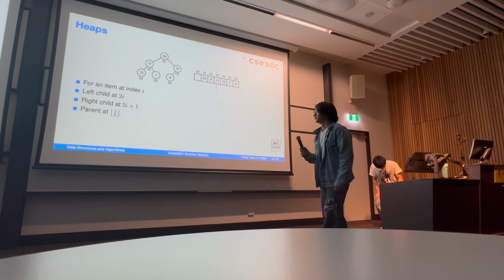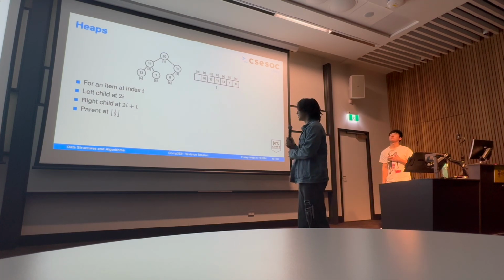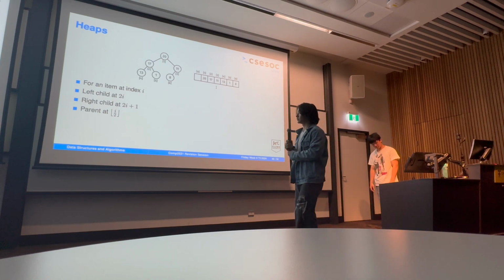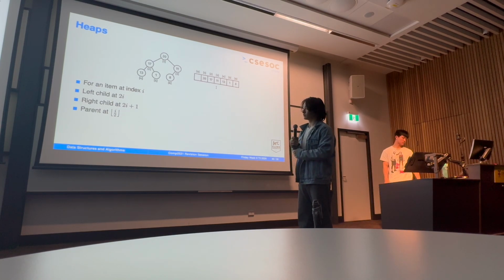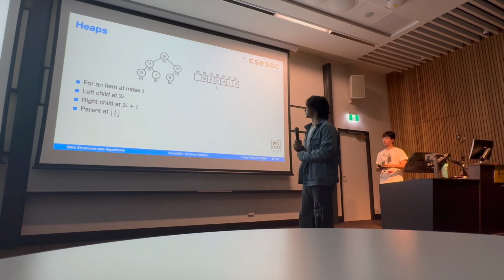For an item at index i in the array, which is also a representation of a heap, the left child will be at 2i, the right child will be at 2i plus 1, and the parent will be at floor of i over 2.